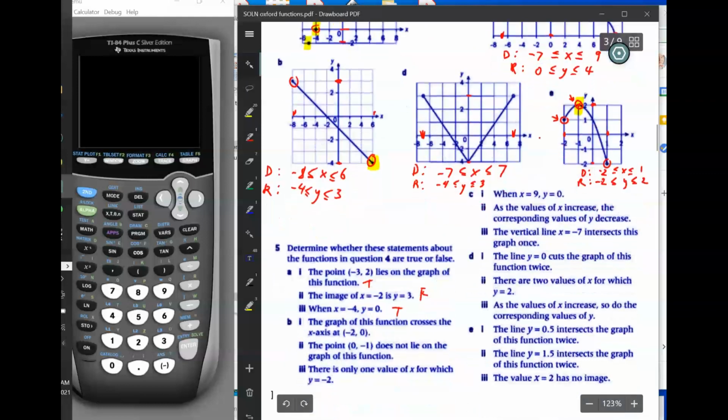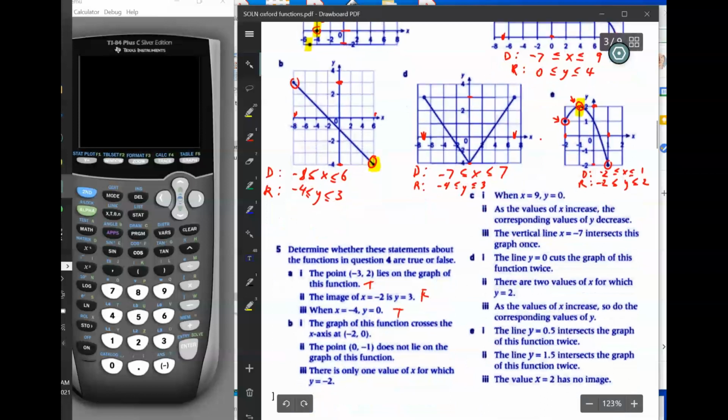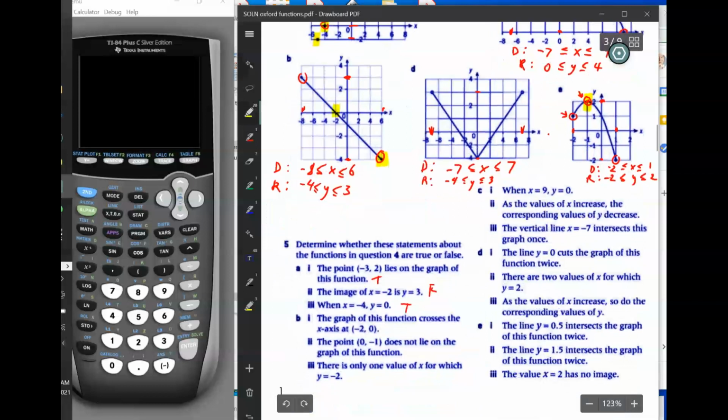The graph of this function crosses the x-axis at -2, 0. It crosses the x-axis here. And yeah, that is -2, 0. So that's true. The point 0, -1 does not lie on the graph of this function. So 0, -1 is this point here. Does it lie on the function? Yes, it does. It says does not lie, so that's false.